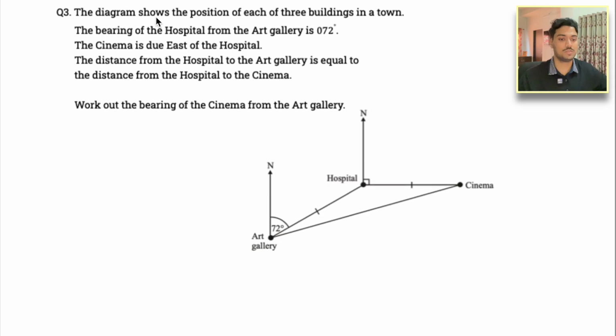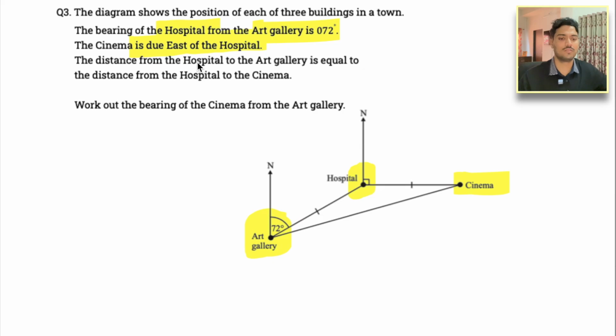It says the diagram shows the position of each of the 3 buildings in a town. The bearing of the hospital from the art gallery is 72 degrees, which is marked in the diagram as well. The cinema is due east of the hospital.